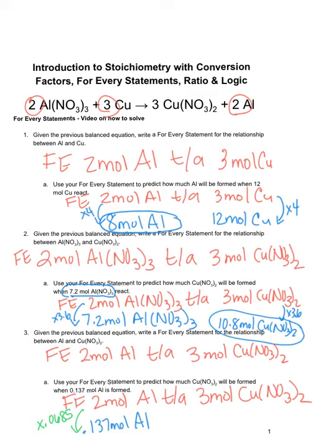So over here, I have to multiply 0.0685 times 3, and I get 0.2055 moles of CuNO3 2. And so right there is going to be my answer for the last one. So that's how you go about solving these mole-to-mole problems using for every statements.